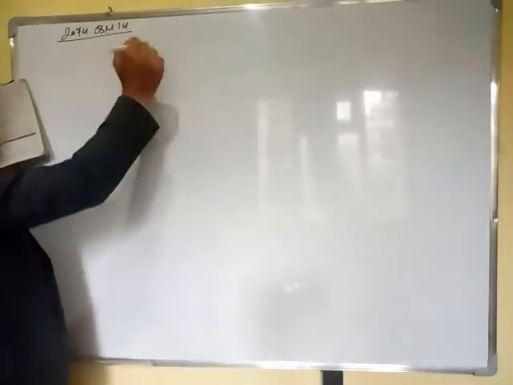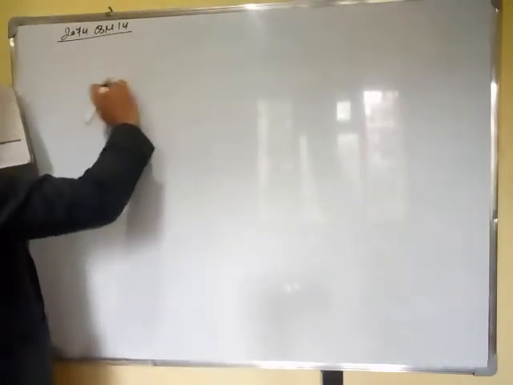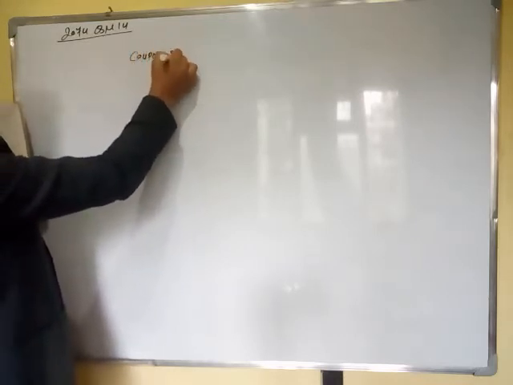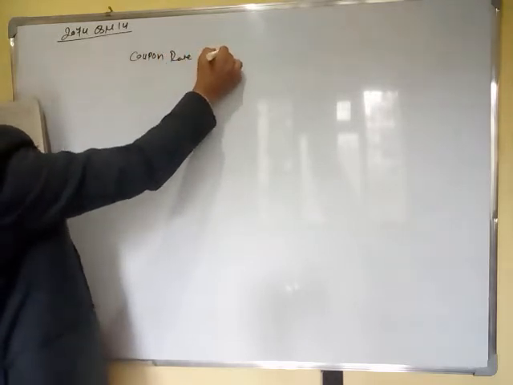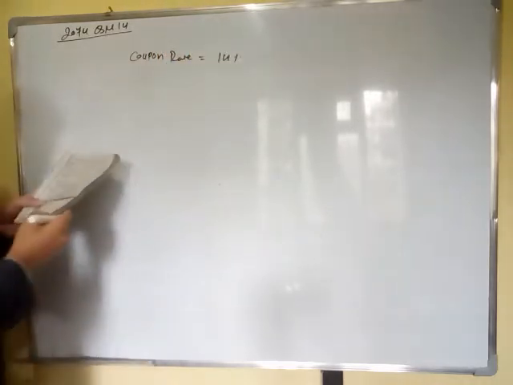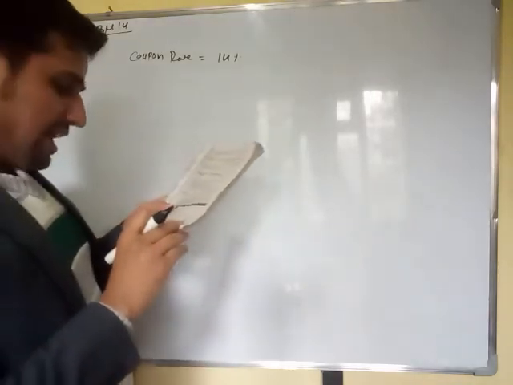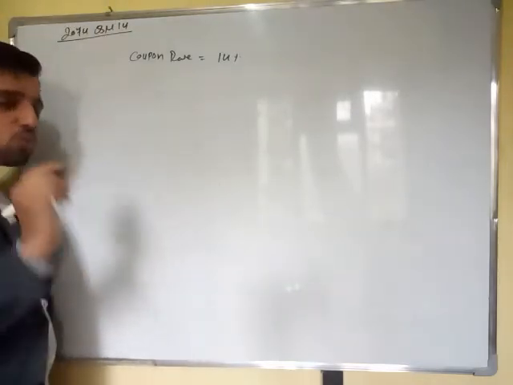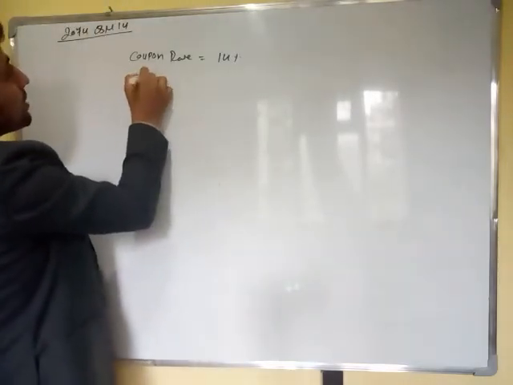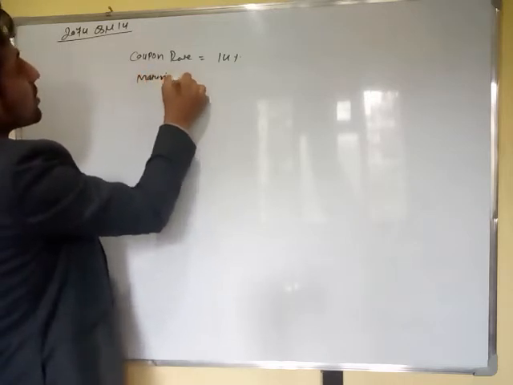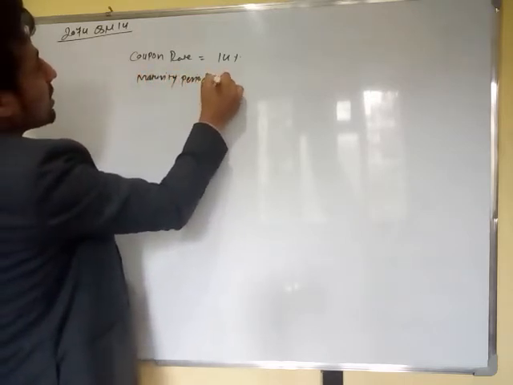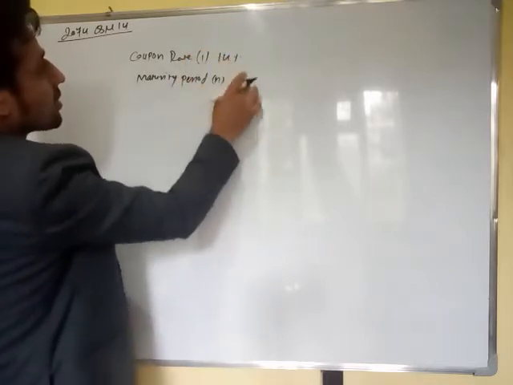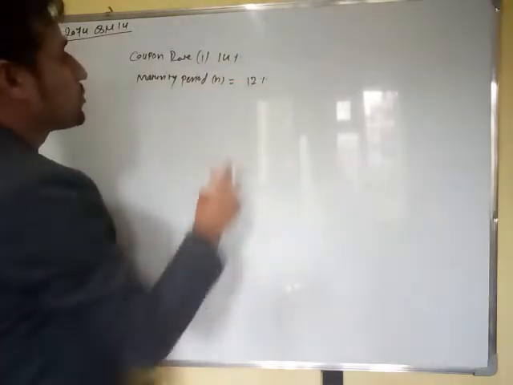Makalu company's bond interest rate, or coupon rate, is equal to 14%. The interest is paid annually and the bond matures in 12 years. The maturity period of the bond, N, is equal to 12 years.